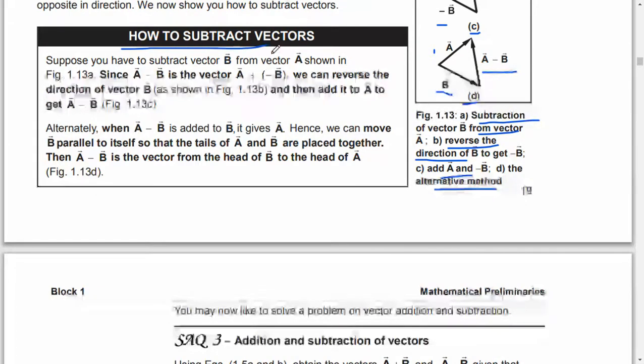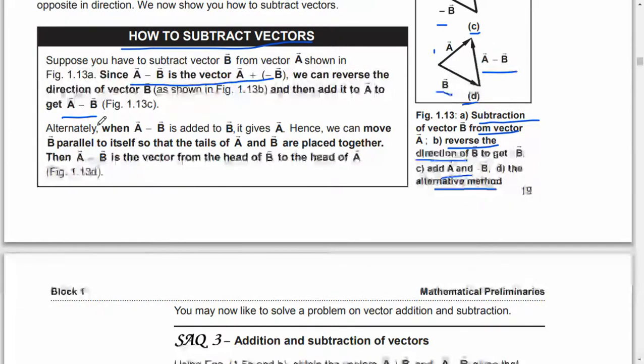How to subtract vectors? Suppose you have to subtract vector B from vector A shown in figure A. Since A minus B is the vector A plus minus B, we can reverse the direction of vector B as shown in figure B and then add it to A to get A minus B. Alternately, when A minus B is added to B, it gives A. Hence, we can move B parallel to itself so that the tails of A and B are placed together. Then A minus B is the vector from the head of B to the head of A.